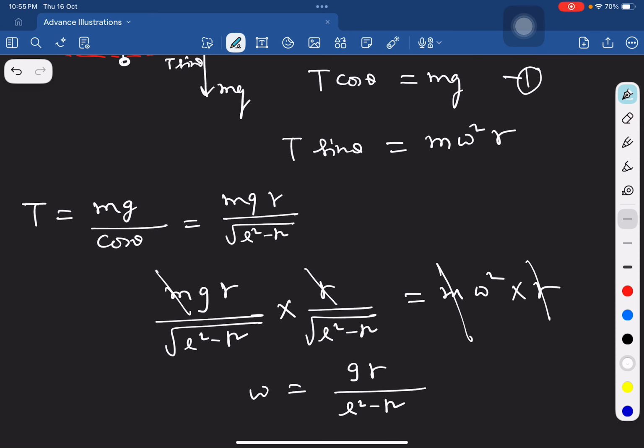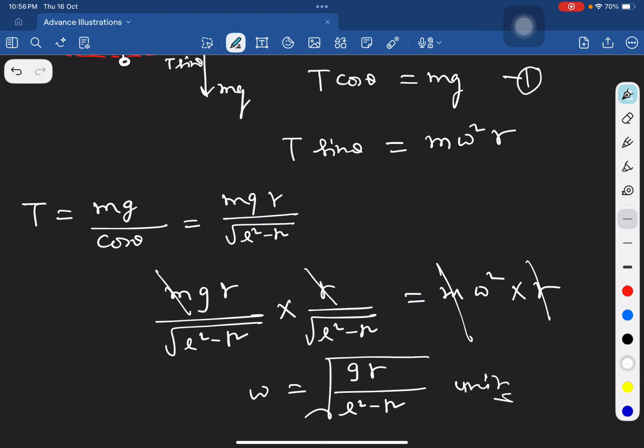So this is your omega in radian per second, if the things are given in SI units. This is the angular velocity that you will get in this case. I hope this is also very much settled to you, how we have to get this answer. I hope this is very clear to you.